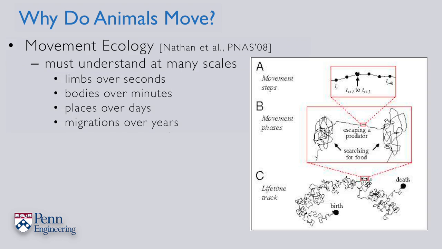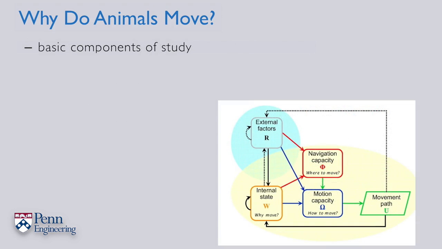time. We need to think about limbs over seconds. We need to think about bodies over minutes. We need to think about places that the animals travel over days. And of course, over continents, there are migrations in yearly motion. The basic components of study involve motion science as the engineers understand it, navigation as the cognitive scientists understand it, natural sciences as the physicists and chemists participate, and many, many branches come together.